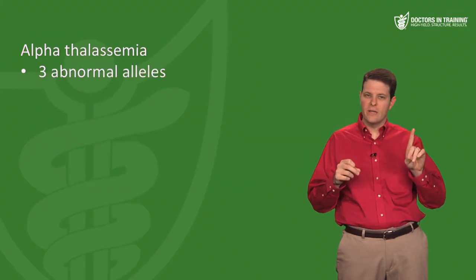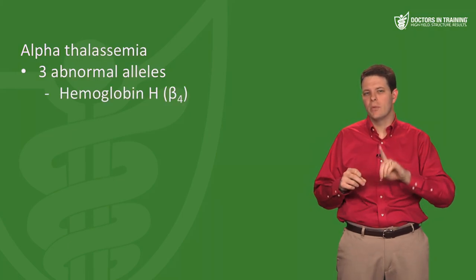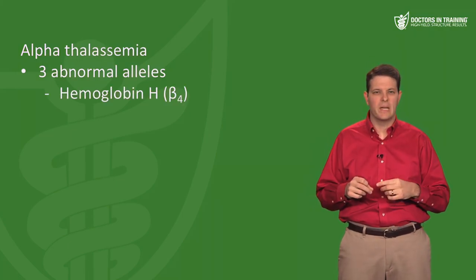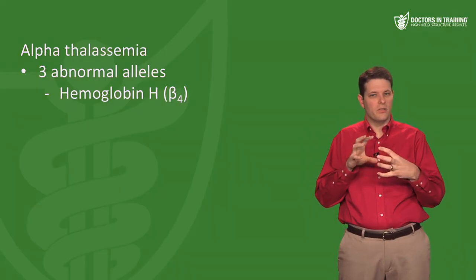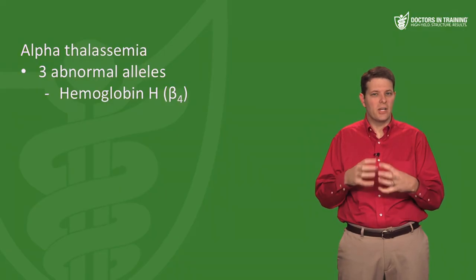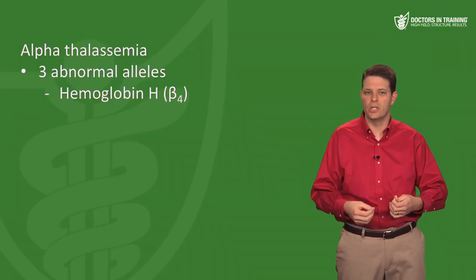But when you mutate three of those alleles and you're just left with one normal alpha gene, that's called hemoglobin H disease. So here you're making a ton of beta globin and very little alpha globin. So those beta globins start to pair up with one another so that a substantial amount of the hemoglobin is made up of 4 beta globins, and that's called hemoglobin H.